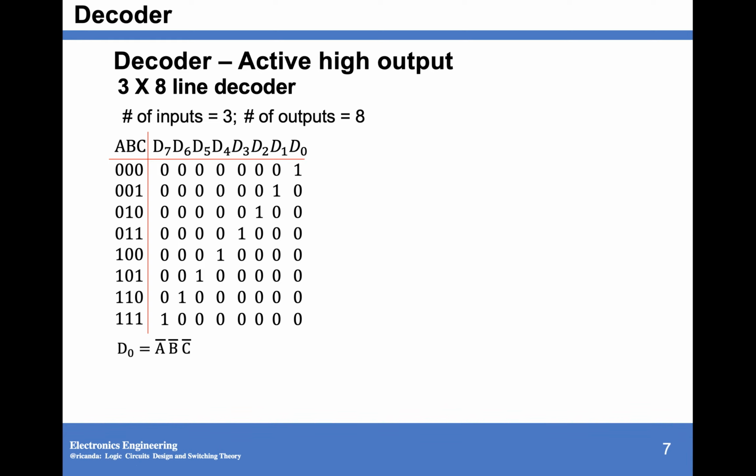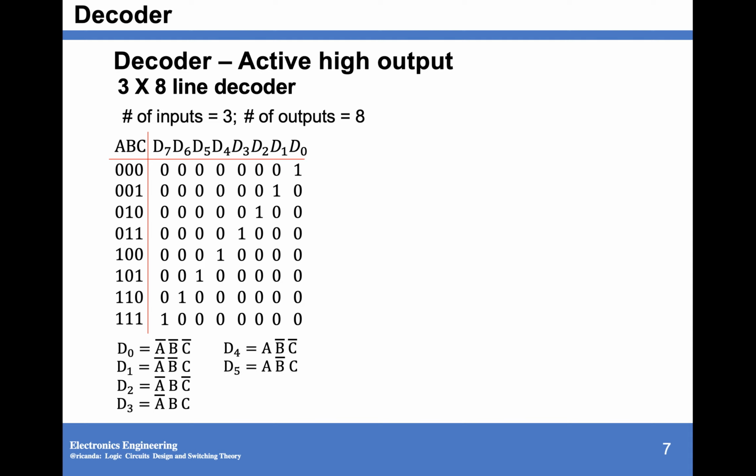Then we have to get the expression of D0. That is A bar B bar C bar, because they belong to 0, 0, 0 for your variables ABC. Then D1 is A bar B bar C because it belongs to 0, 0, 1. Then D2 is A bar B C bar because it belongs to 0, 1, 0. Then D3 is A bar B C because it is 0, 1, 1. D4 is A B bar C bar because it belongs to 1, 0, 0.